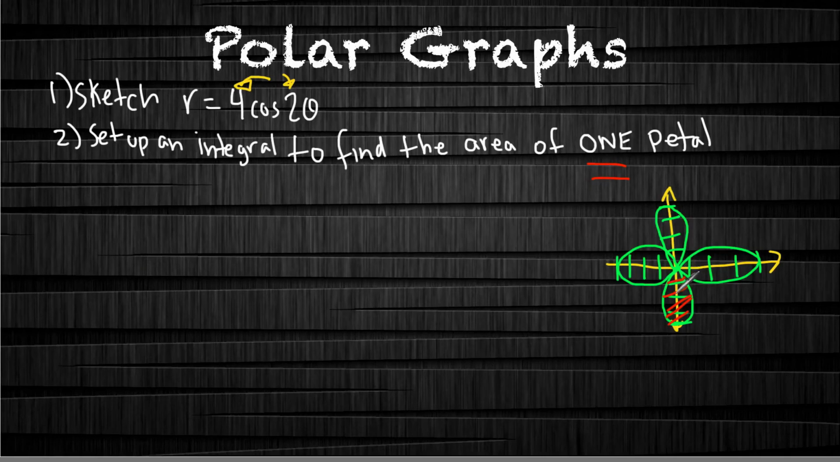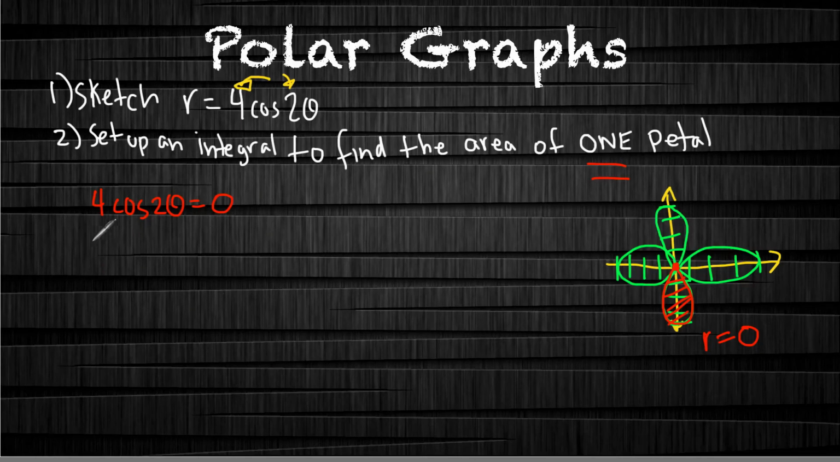Now, I want you to notice something. Each petal starts and stops at the origin. Well, we know at the origin, r is equal to 0. The radius is 0 at the origin. So what you want to do is set this equation, 4 cosine of 2 theta, which is equal to r, equal to 0, and you're going to find the angles where the radius is equal to 0.